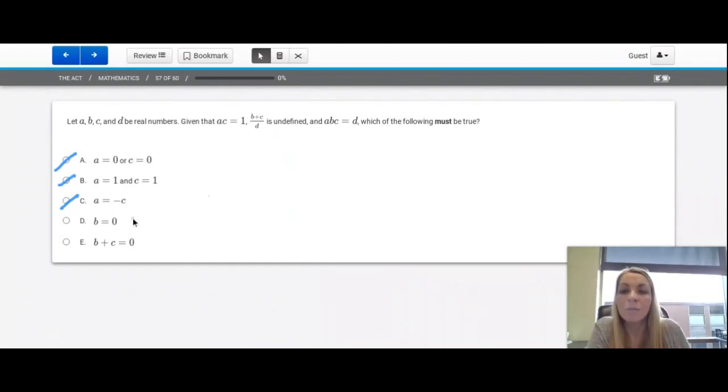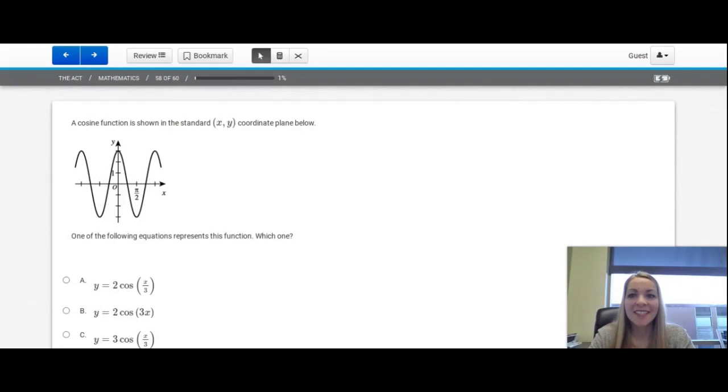D says B equals 0. I'm going to jump to this one for this. If A and C have to multiply to be 1, they cannot be 0 because anything multiplied by 0 is 0. So if B is 0, this whole thing becomes 0. So that is the thing that must be true. This one is answer D.